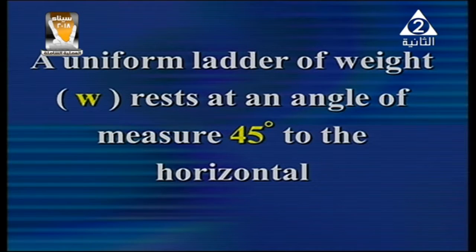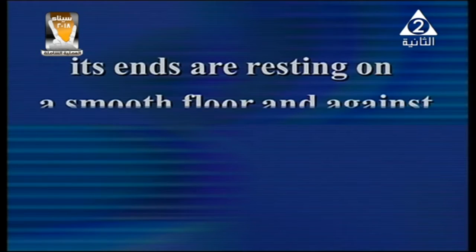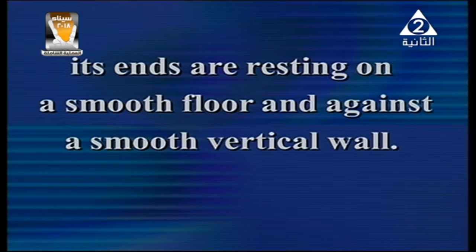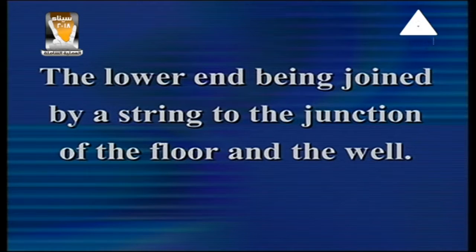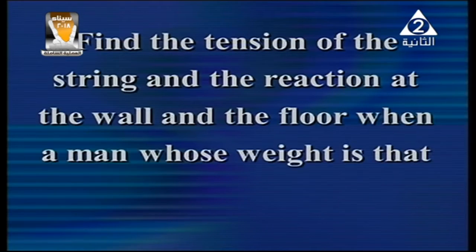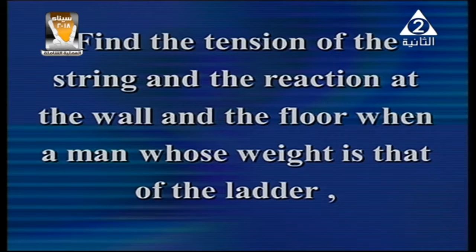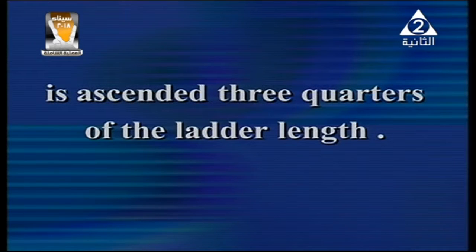A uniform ladder of weight W rests at an angle of 45 degrees to the horizontal. Its ends rest on a smooth floor and against a smooth vertical wall, with the lower end joined by a string to the junction of the floor and the wall. Find the tension of the string and the reactions at the wall and the floor when a man whose weight is that of the ladder is assigned 3/4 of the ladder length.